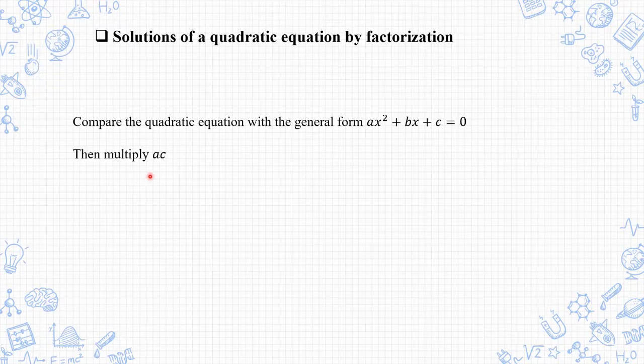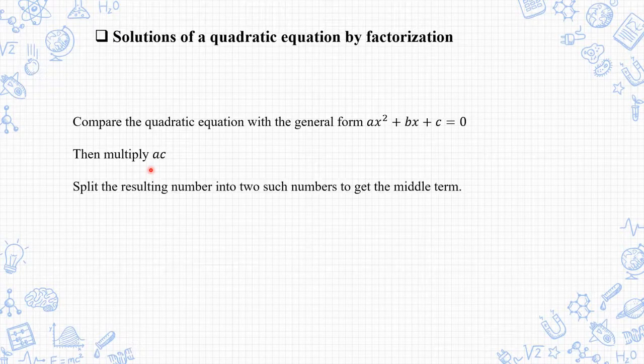Then we have to multiply a and c. Then we have to split the resulting number into two such numbers such that we should get the middle term after adding or subtracting it. Let us see the sums.